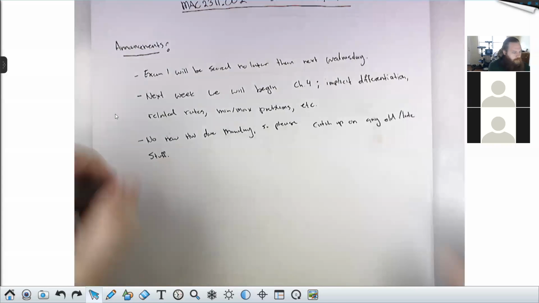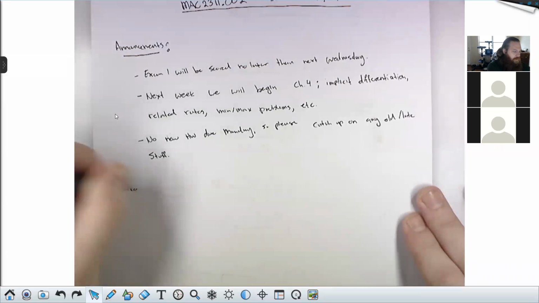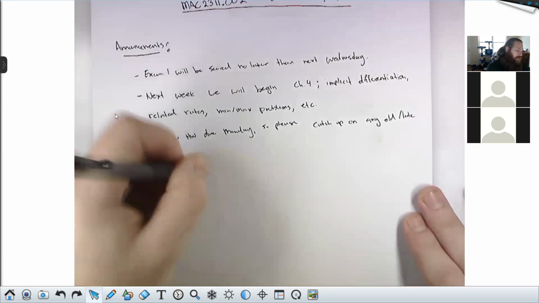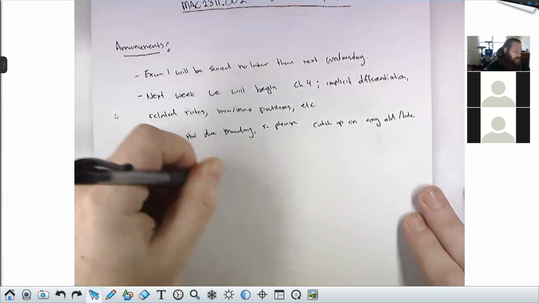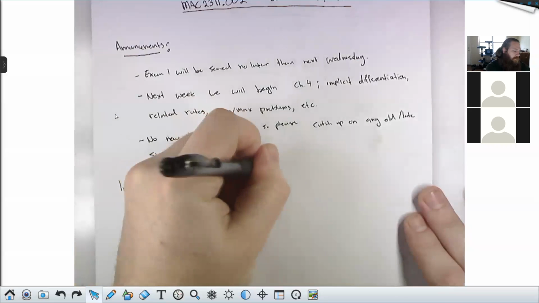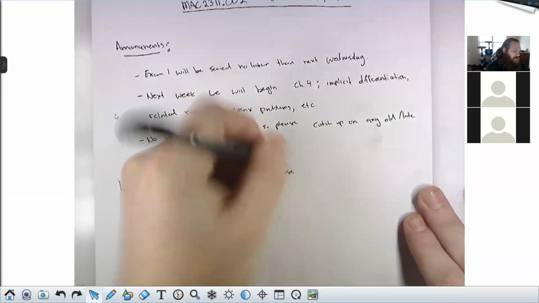So let's do this. Let's do a little intro to implicit differentiation. And I'd like to talk a bit about something called the inverse function theorem.